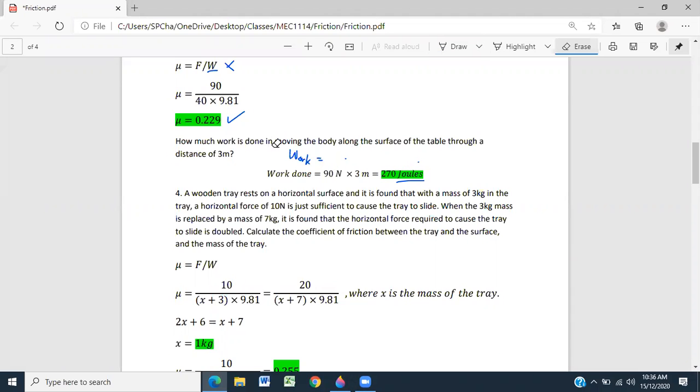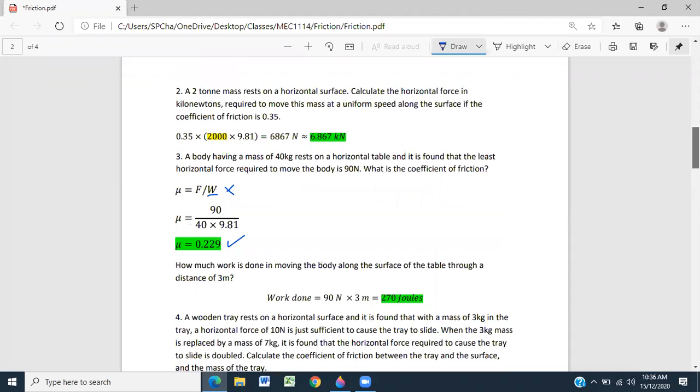So just multiply 90, which is the force you use, and how long you use it for, right? So 90 times 3 meters, 270 joules. And that's it, number 3. Any more questions on number 3?